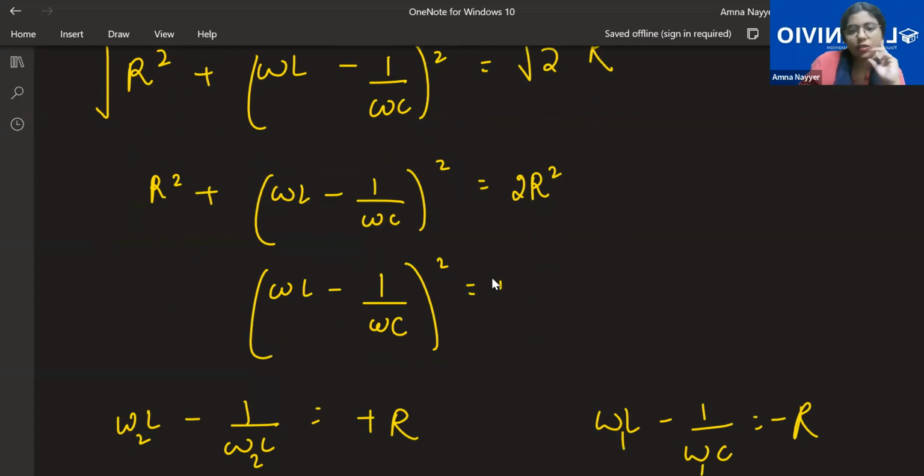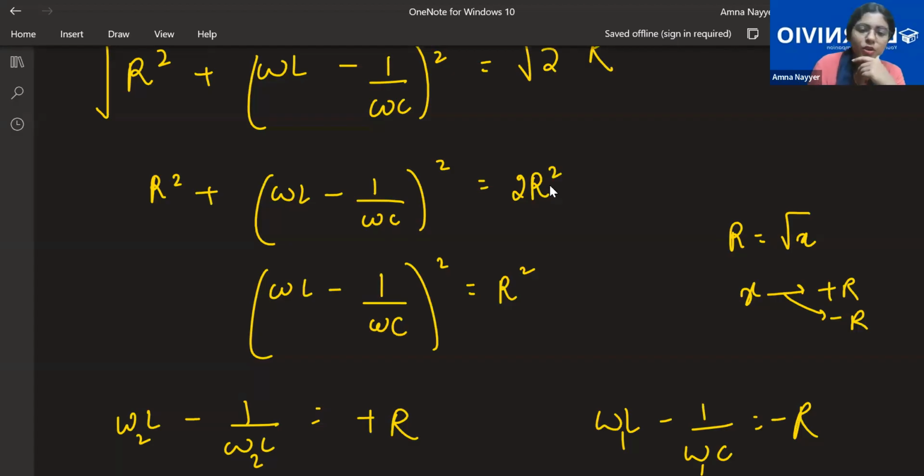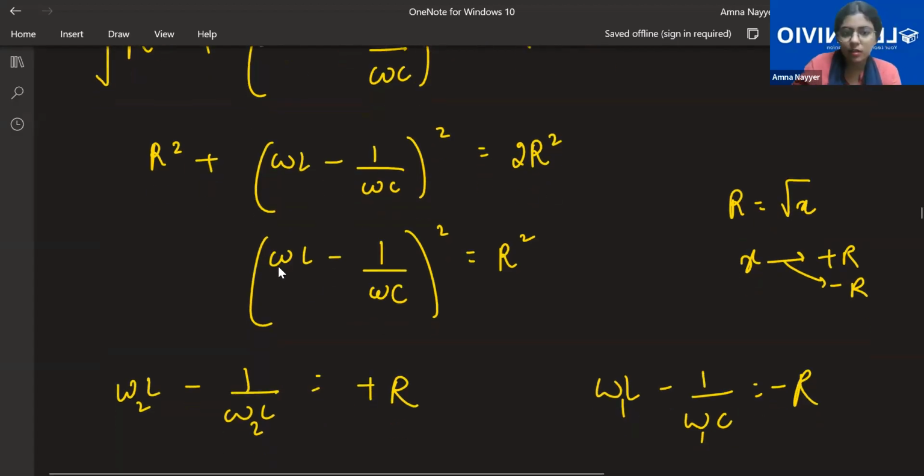R square, exactly. So when I take the root on both sides, I'll get two values. Whenever you have a square root, say R is equal to under root X, when you open it, don't you get two values, plus R and minus R? Yes, ma'am. So one will be omega L minus 1 by omega C equals plus R, and the other omega L minus 1 by omega C equals minus R. Got it?